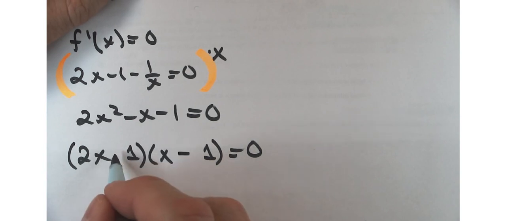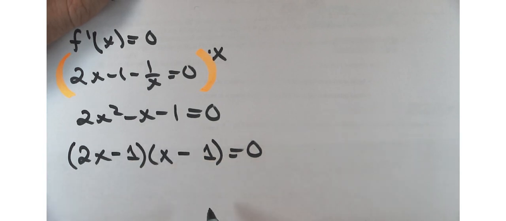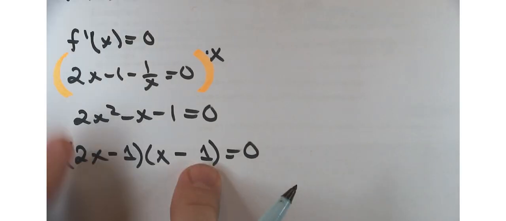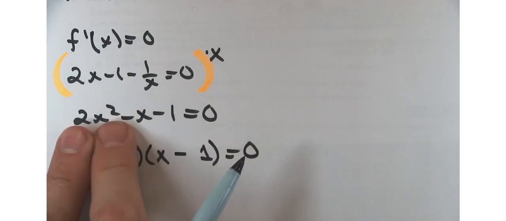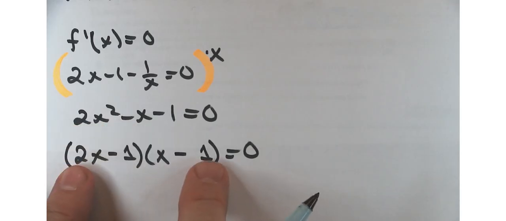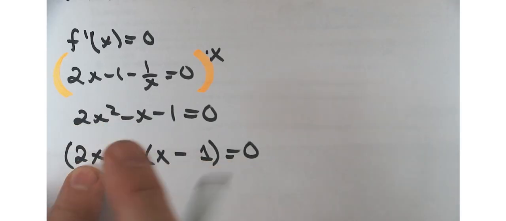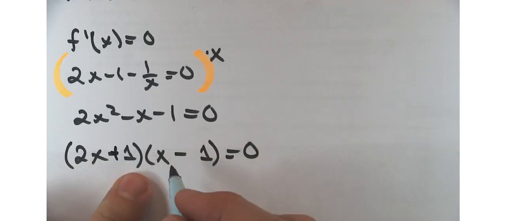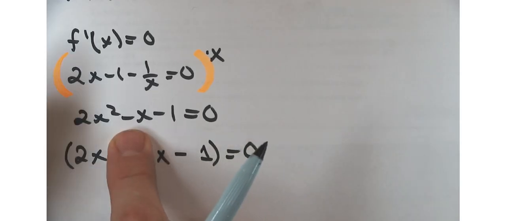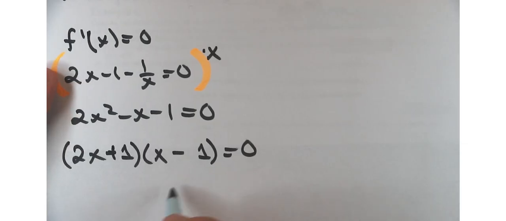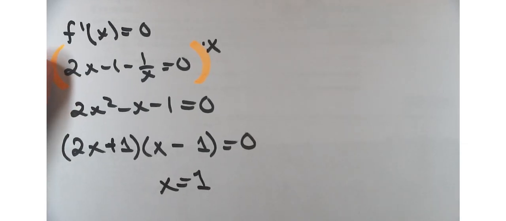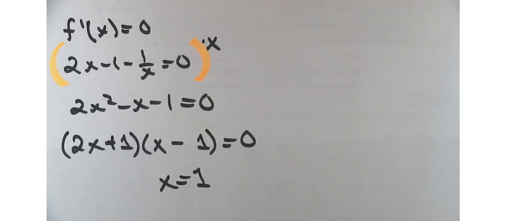First one's negative. If you do a little mental calculation here, 2x times x is going to be my 2x squared. If this is negative, I'll get a minus 2x plus an x. That's going to make that middle term a negative x, and then a minus 1. So I get two solutions here. The first one is when x equals 1. Where's the second one? Where does that equal 0?